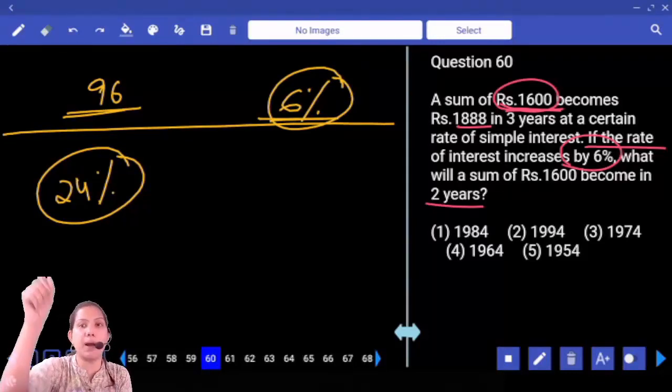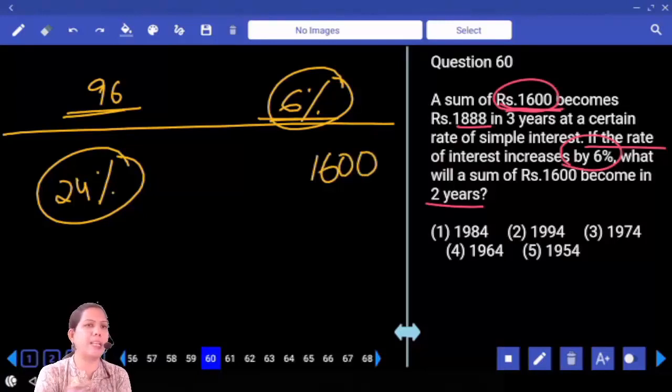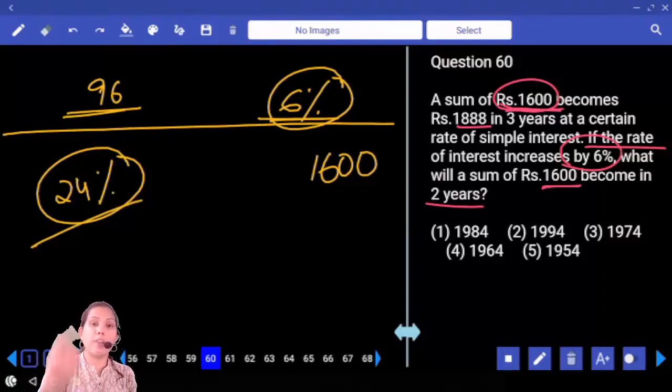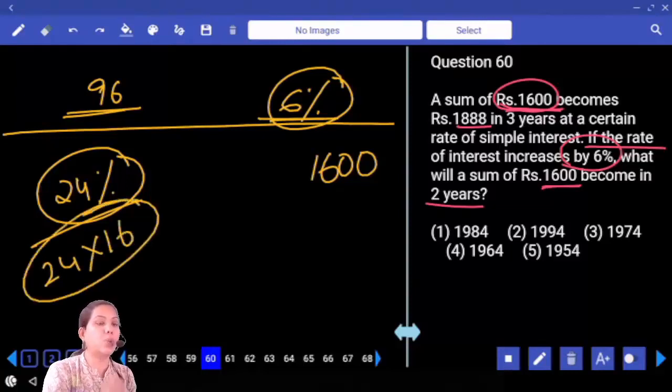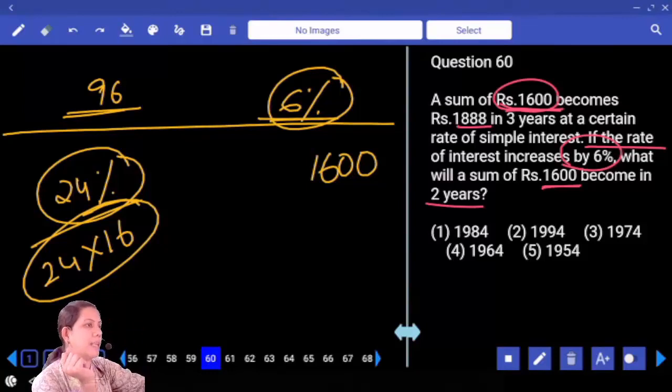2 years means what is amount? Amount means principal plus interest. Principal is 1600 and what is interest? How much percentage? 24%. What is 1% of 1600? 24% means it is 24 into 16. 24 times 16 is 20 plus 4, 20 minus 4. Is it easy numbers? Not easy, so I think of it as 20 plus 4, 20 minus 4.